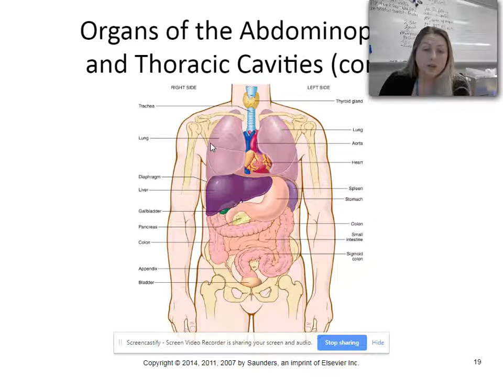You have your lungs. You have two of them. And you have your aorta. So this is the main artery in your whole body. It branches off of the heart. It's the main vessel that takes blood away from the heart and takes it to the rest of the body.